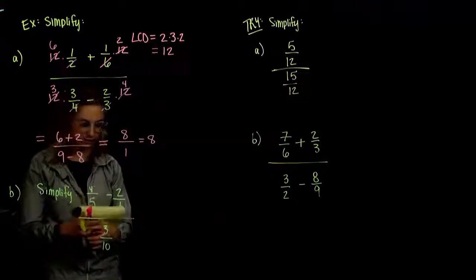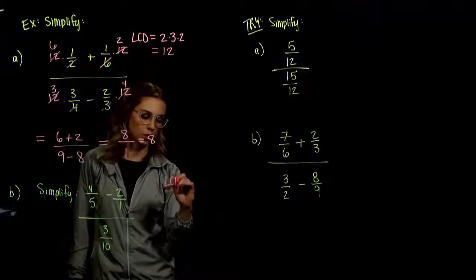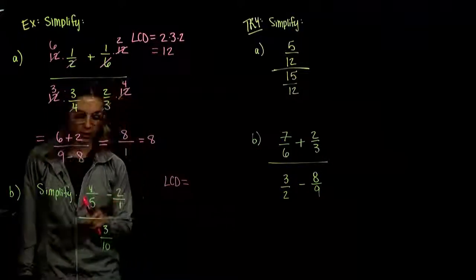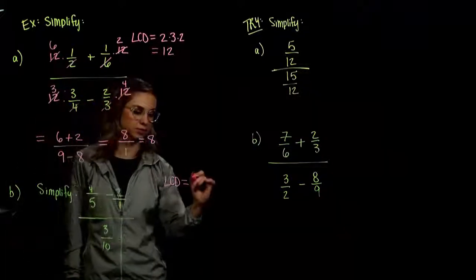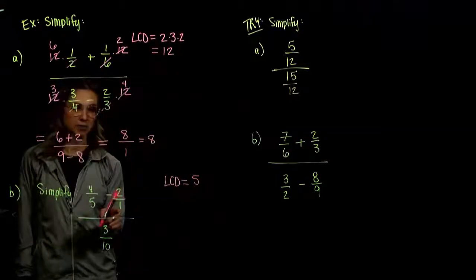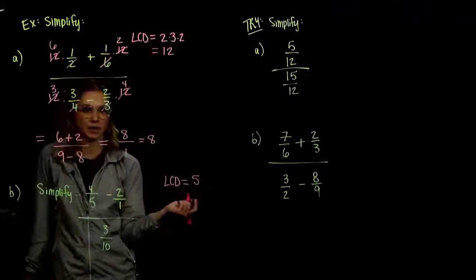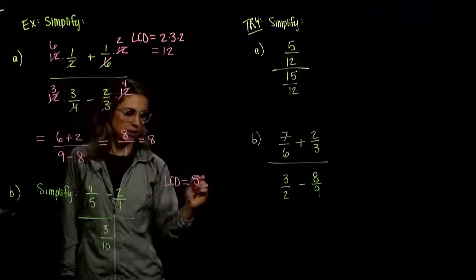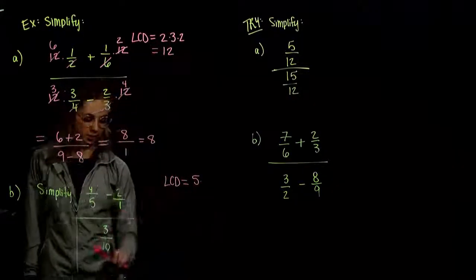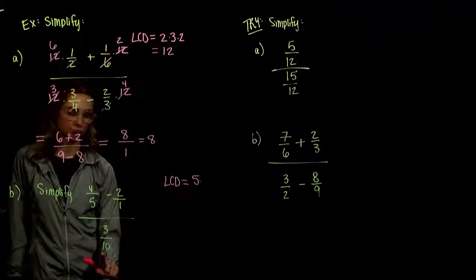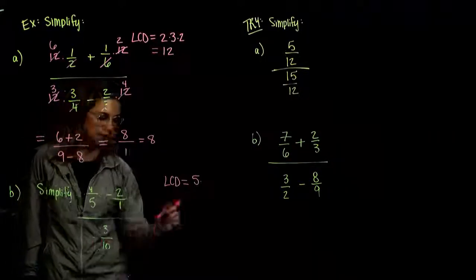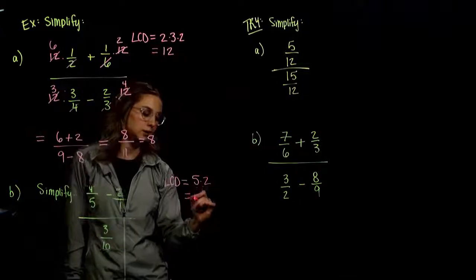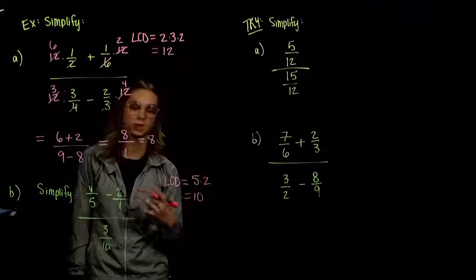So building the LCD, what do we need to take into account? Has to be divisible by 5, so we'll take that guy. Has to be divisible by 1. Everything is divisible by 1, so multiplying by 1 won't change anything. And then what are we missing in our LCD that 10 has? So what factor are we missing from this guy? A 2. So the least common denominator is 10.